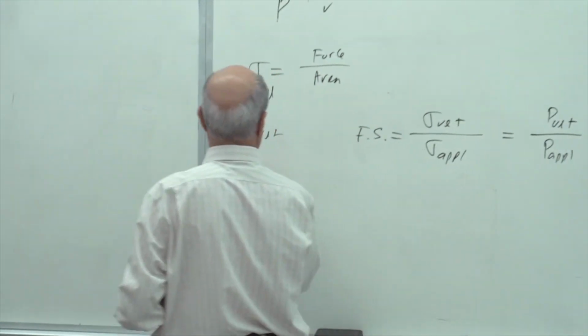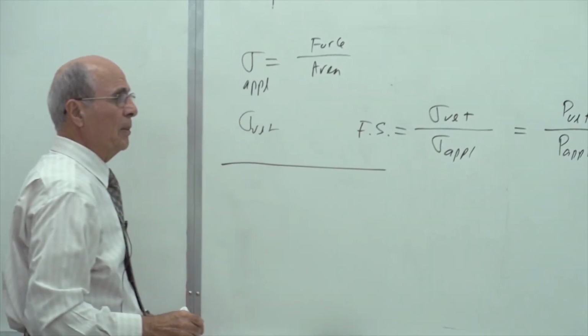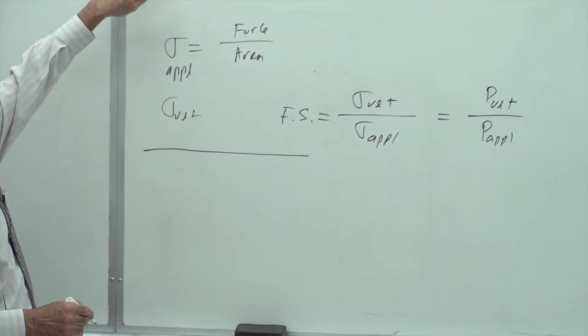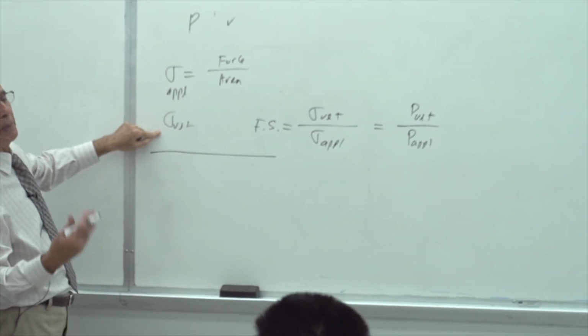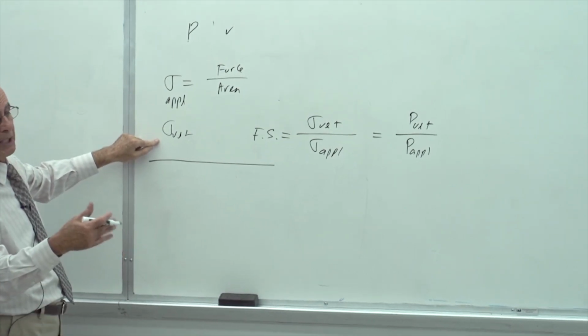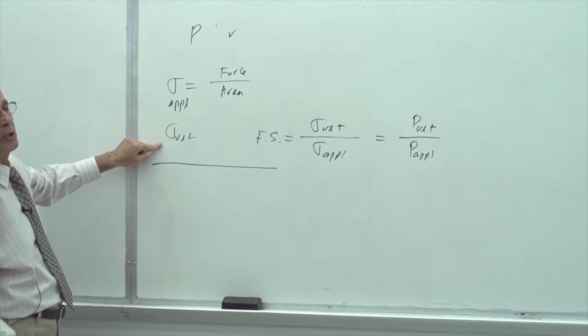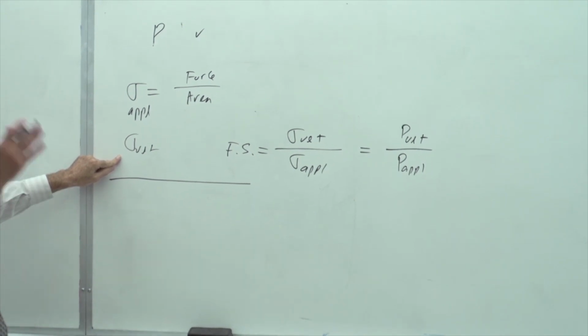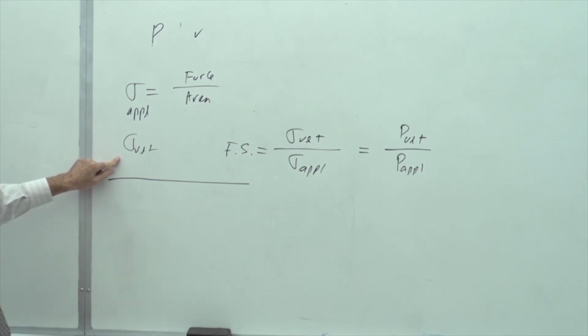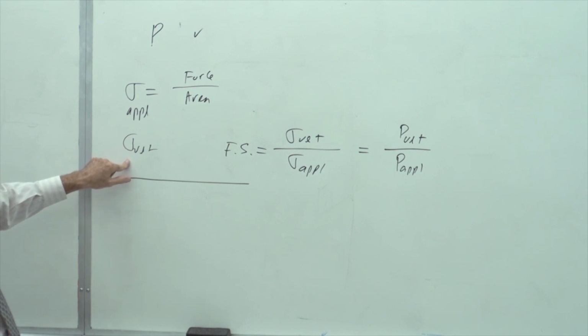And then something else that I mentioned last time is this. When I give you the force, you calculate sigma applied. Sigma ultimate depends on the type of material. That will be given in a table. That table I presented to you on Thursday this week. It shows the strength of all the different materials. You go to the table to find sigma ultimate.